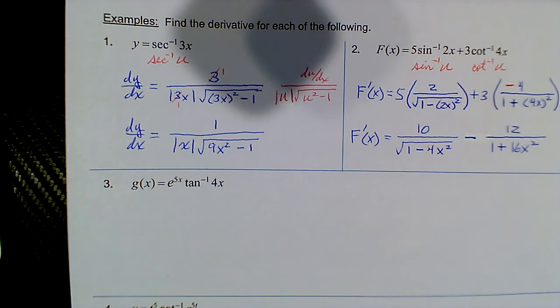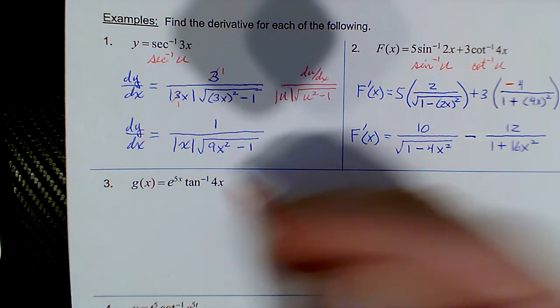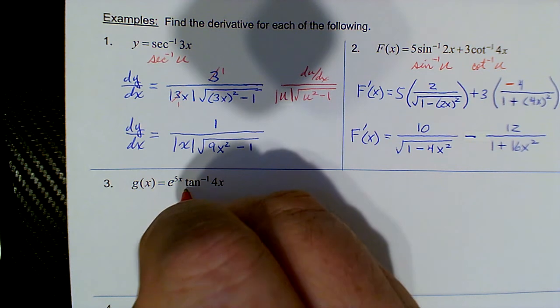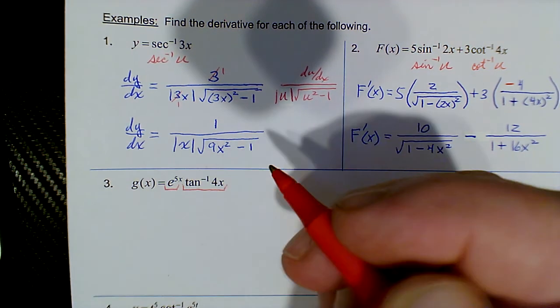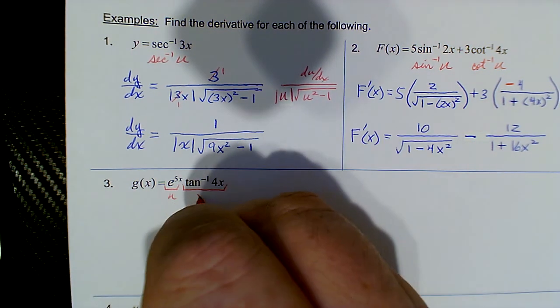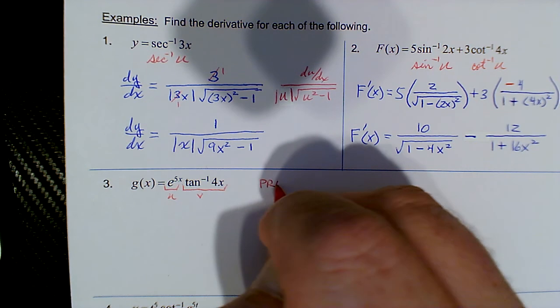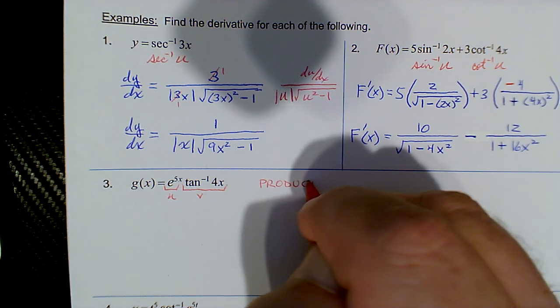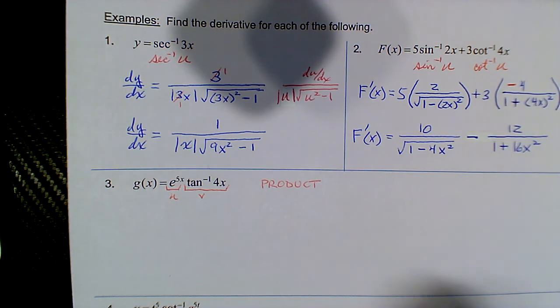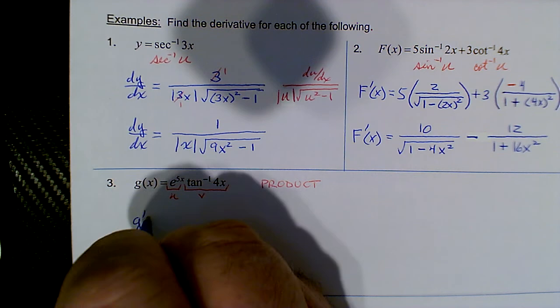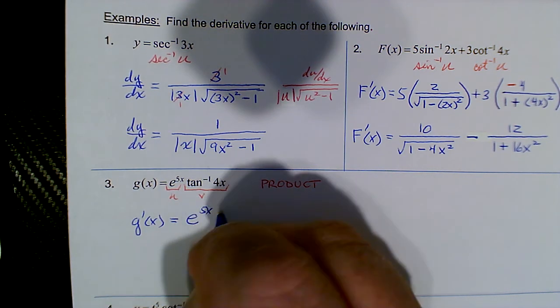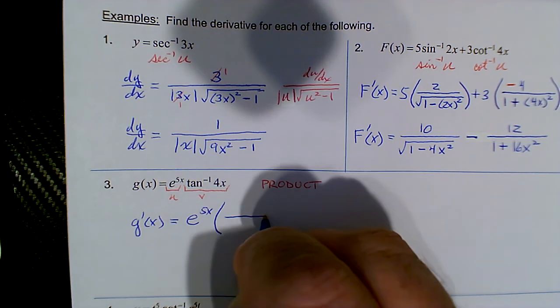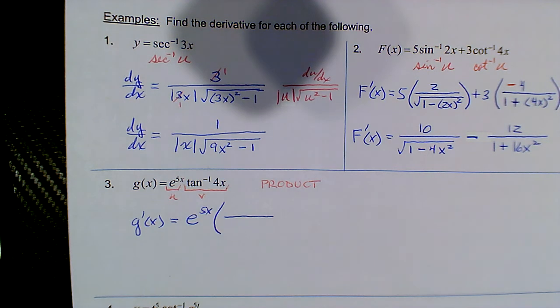So for number 3, hopefully you identify this as, well, let's look at it together. Inverse tangent of 4x, that's a function of x on its own. E to the 5x is a function of x, call them u and v respectively, and we're going to need the product rule. So once you identify that you need the product rule, q prime of x would be the first factor, e to the 5x, derivative of the second.